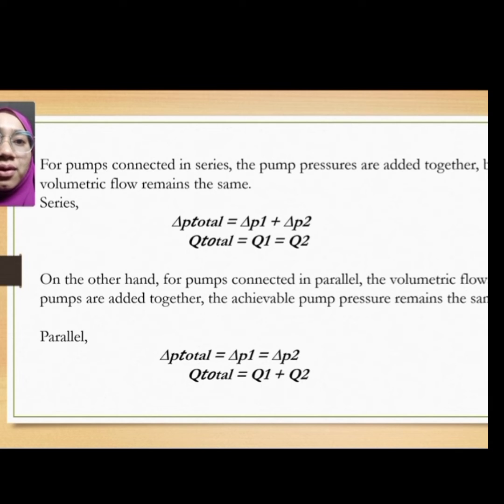On the other hand, for pumps connected in parallel, the volumetric flows of the pumps are added together. The achievable pump pressure remains the same. This is the formula for parallel. So we need to use this formula to get the data.